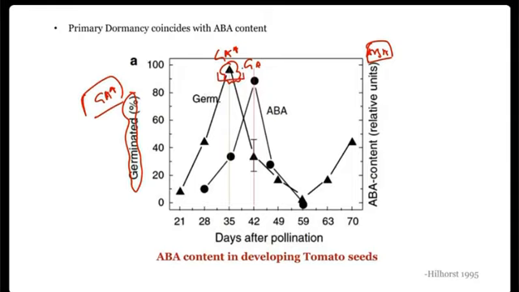So whenever there is a higher germination percentage, at that point there will be low ABA content in the cell or in the seed. So wherever the ABA content is high, again there will be a low GA content. So which was by Hilhorst in 1995.